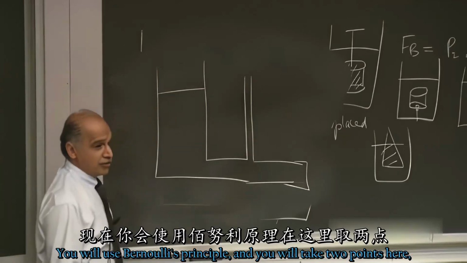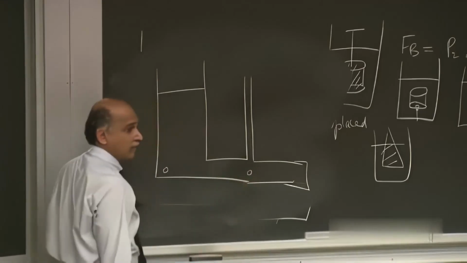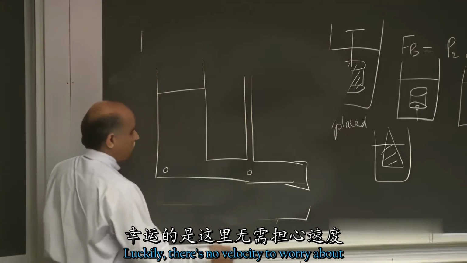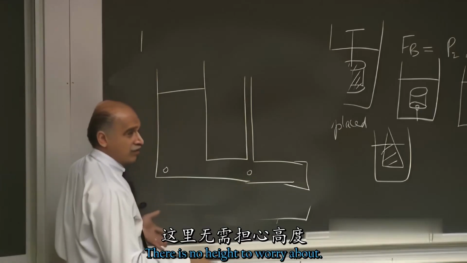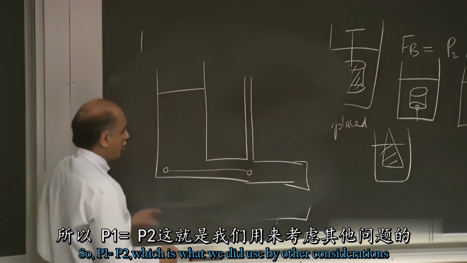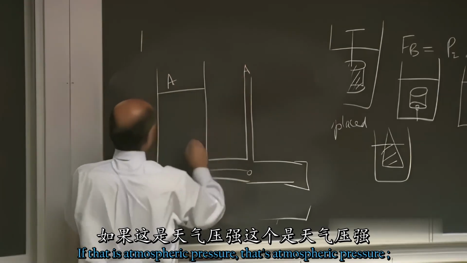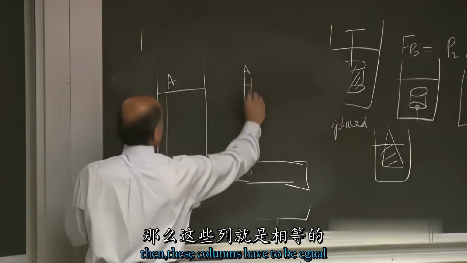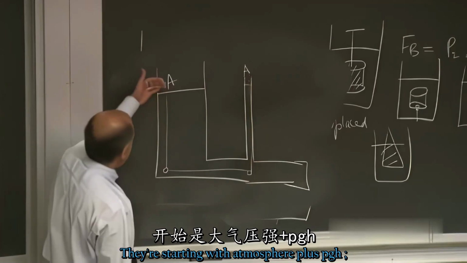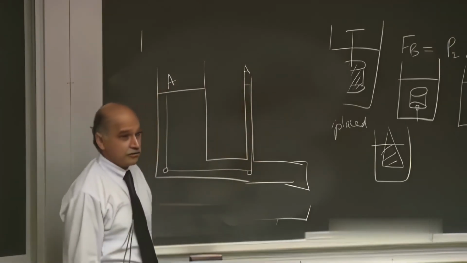You will use Bernoulli's principle, and you will take 2 points here, for example. Luckily, there is no velocity to worry about. There is no height to worry about. So P1 equals P2, which is what we deduce by other considerations. Those pressures are equal. If that is atmospheric pressure, that's atmospheric pressure, then these columns have to be equal. Because starting with atmosphere plus rho g h, you want to hit the same number here as there.